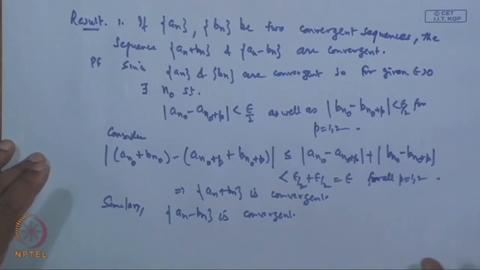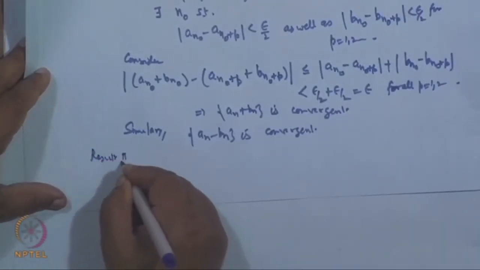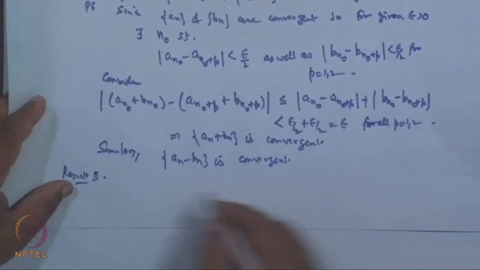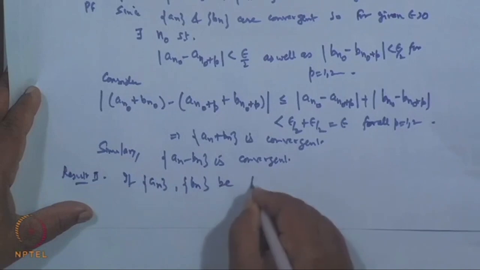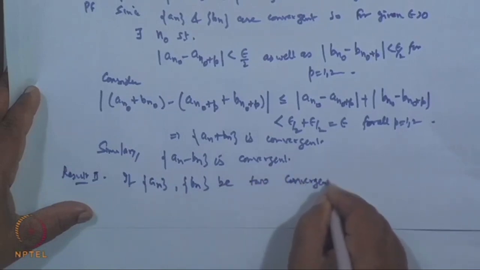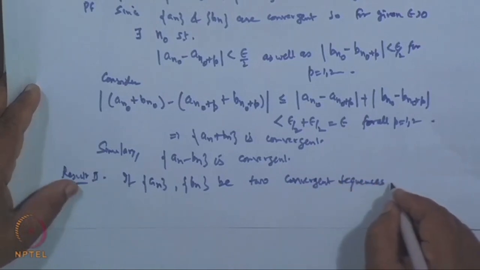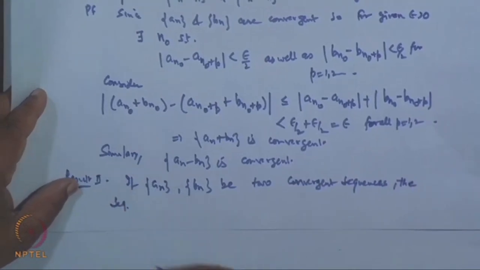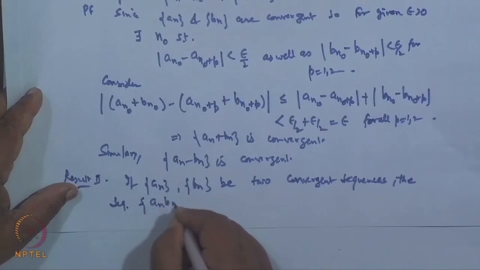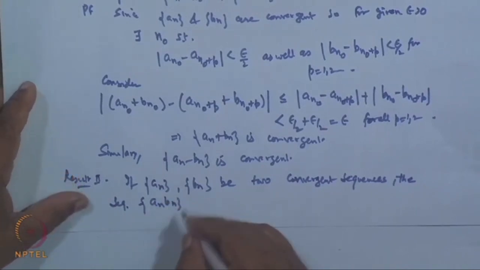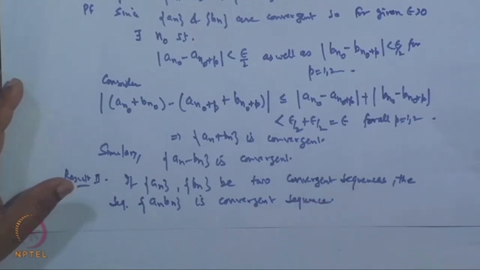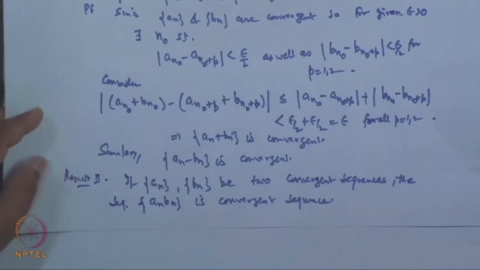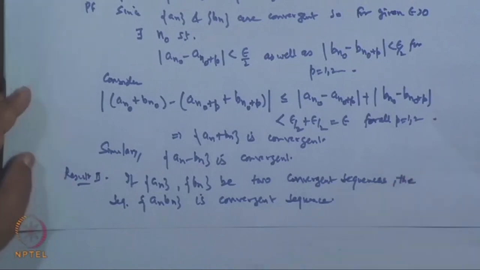The second result is about the product. If a_n and b_n be two convergent sequences, then the sequence a_n into b_n is also a convergent sequence. Similarly, when you go for the division, a_n by b_n will also be convergent, provided b_n is greater than some number k. So, the proof we will see next time.